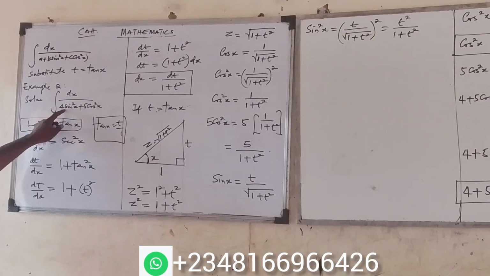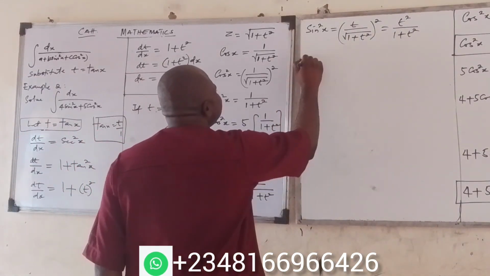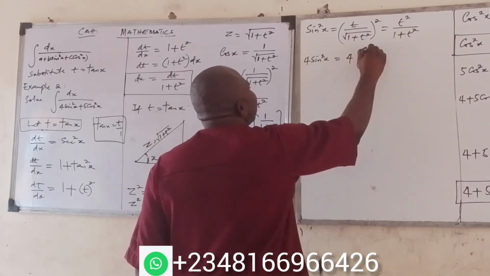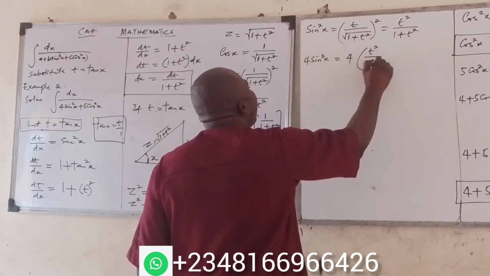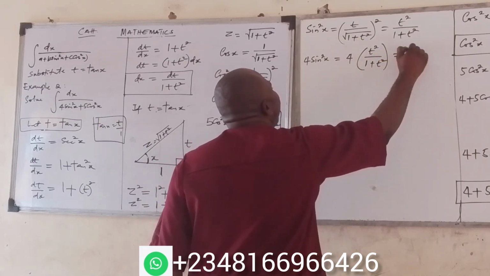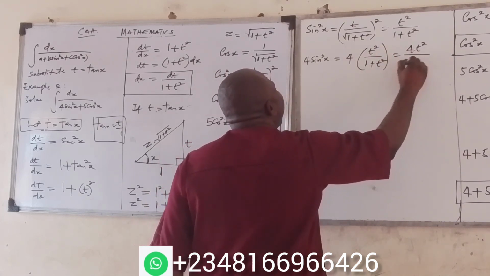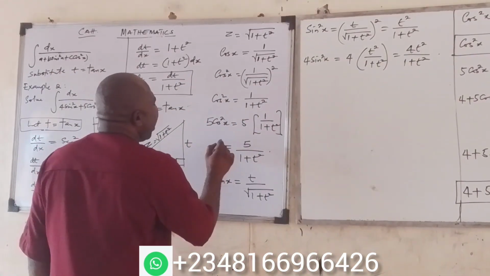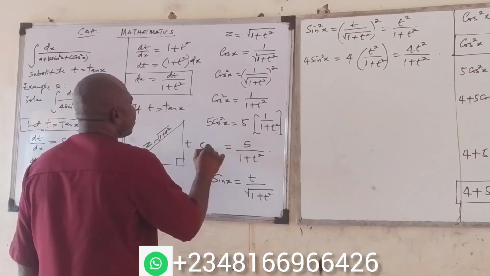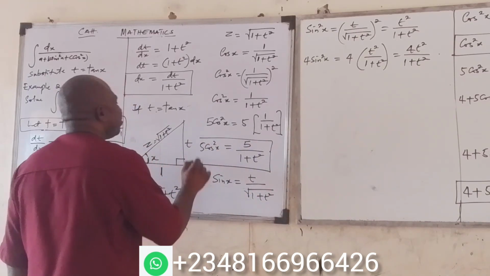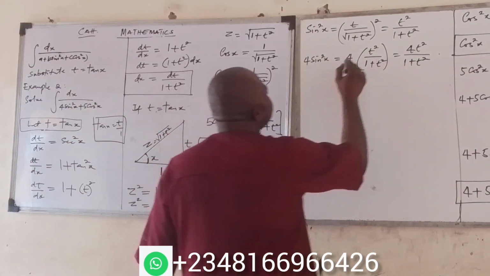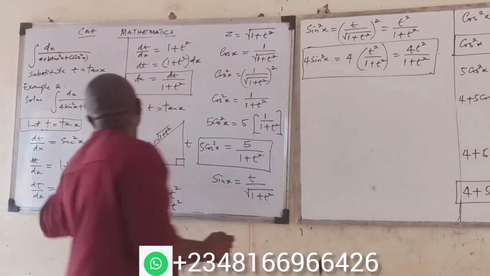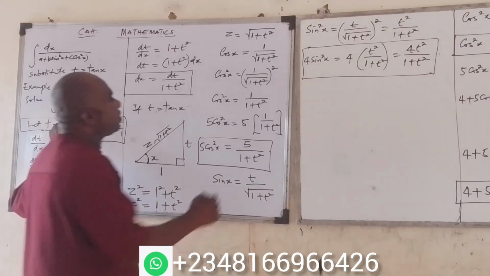Now what we have here is 4 sine squared x. So let's see 4 sine squared x. So 4 sine squared x will be 4 in brackets, we have T squared divided by 1 plus T squared. So that will give us 4 T squared all over 1 plus T squared. Yes. Now we have seen the value of our 5 cos squared x to be this, and we have seen the value of 4 sine squared x to be this as well. Now let's look at 4 sine squared x plus 5 cos squared x.